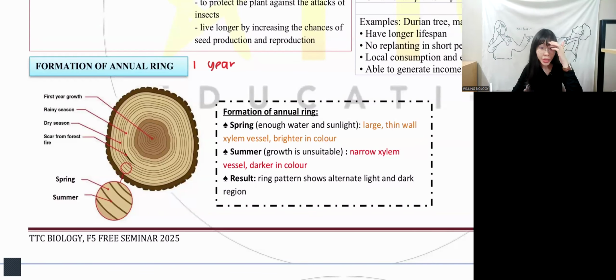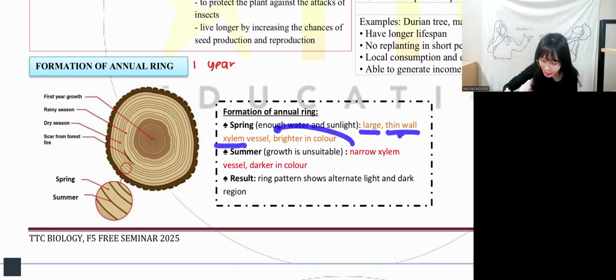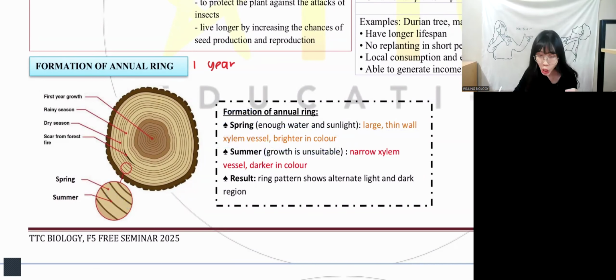How do they form into annual rings? Because of 2 seasons. We have spring and summer. During springtime, the xylem vessels are larger with thinner cell walls. They are brighter in color. So the lighter color one is during springtime. During summertime, they are narrow xylem vessels and darker in color. Why? Because during springtime, you have more water and sunlight. Summer is hotter, so growth is not suitable when it's too hot.